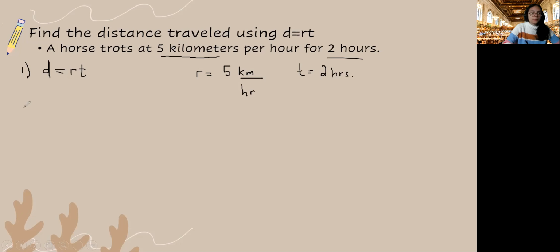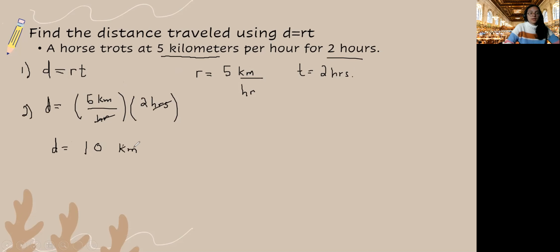And now what are we going to do? We're going to substitute it for our variable. So r, we said, was 5 kilometers per hour, and our time was 2 hours. We do the multiplication, so we have 5 times 2 is 10. Our hours cancel, and we bring down our unit of kilometers. So this is our answer: when a horse trots at 5 kilometers per hour for 2 hours, the horse will have traveled 10 kilometers. Okay? So go ahead and jot all of that down so that we can move on to the next example.